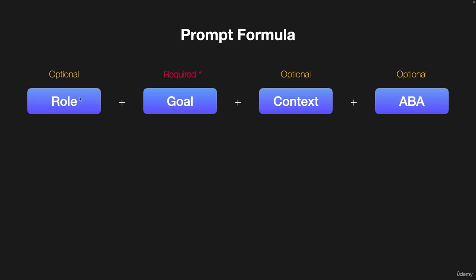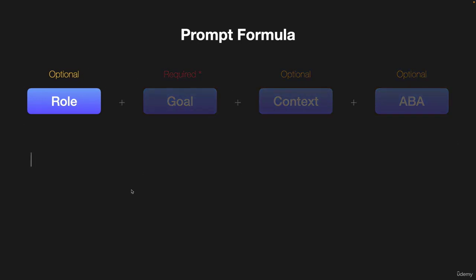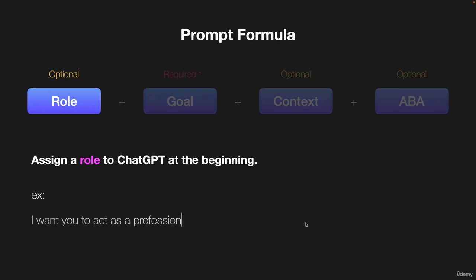In this lesson, we are going to talk about the role in our prompt formula. At the beginning of our prompt, if we assign a role to ChatGPT, we will receive a better and higher quality response from GPT. Let's look at some examples. For example, right at the beginning of our prompt, we can say, I want you to act as a professional digital marketer. And then we will add our goal.